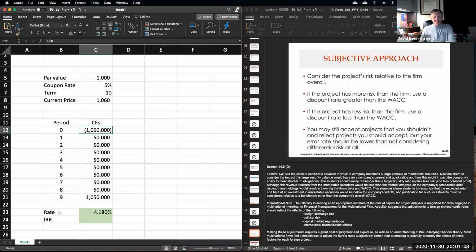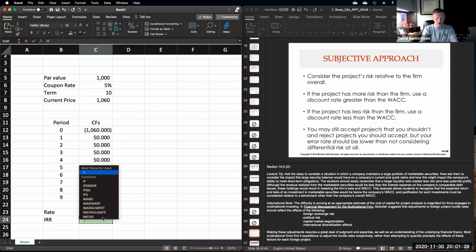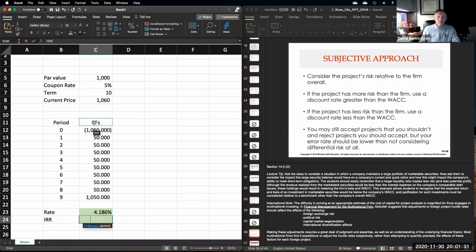Therefore, in addition to being able to use the rate function, we can also use the IRR. What return is required in the market to set the net present value of all these cash flow streams to 0? So equals IRR. Just like you did on the midterm with the actual project valuation.